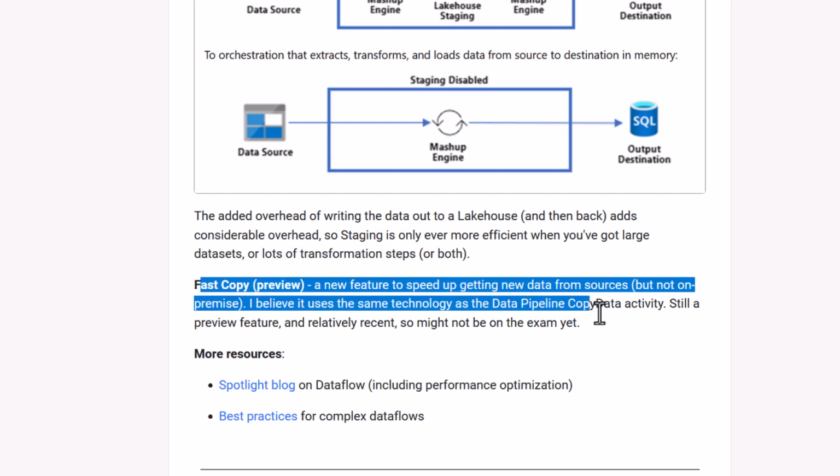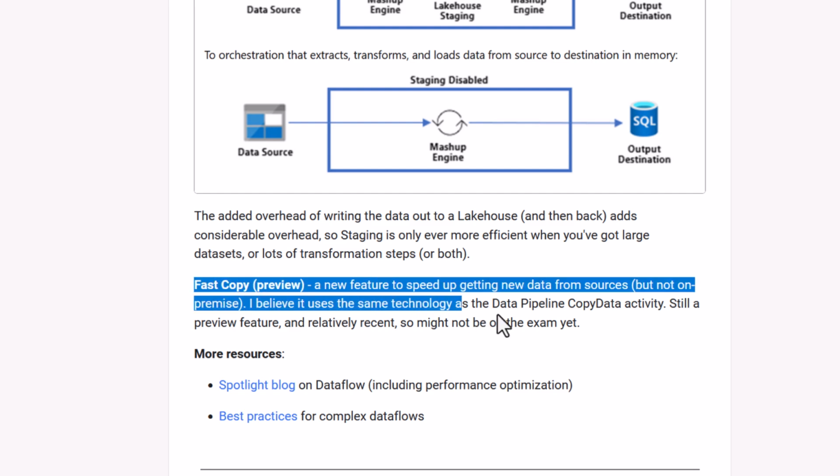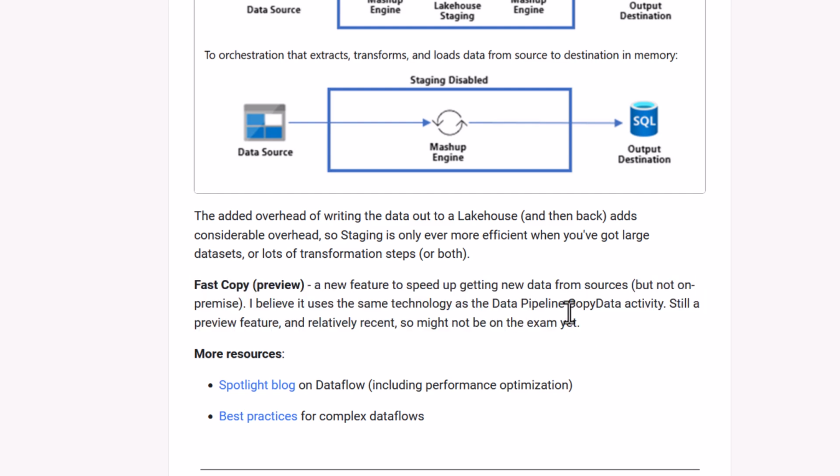Now, another feature that they recently announced, and therefore might not actually be in the exam yet, but it's good to know that it exists, is fast copy. The way I think fast copy works is that under the hood, it uses the same technology as the data pipeline copy data activity, rather than the data flow technology. As I mentioned, it's still a preview feature and relatively recent, so it might not be in the exam yet. But if you're using data flows in the real world and struggling with performance, it's worthwhile enabling fast copy, just to give it a go and see how it impacts the performance in your data flows.